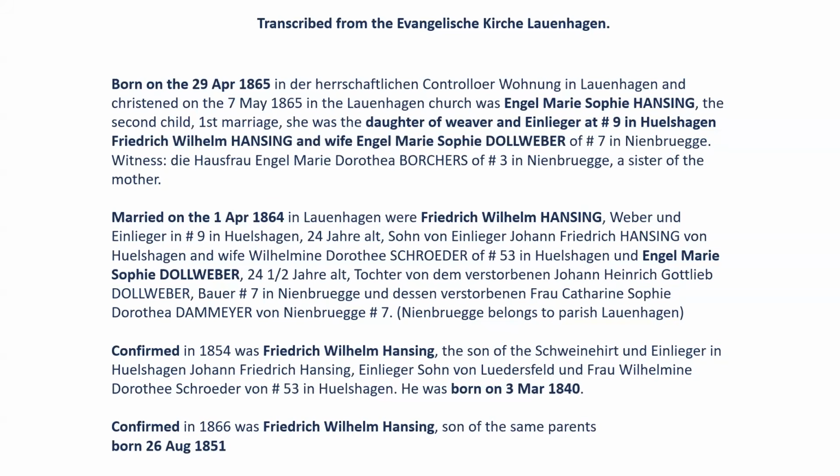And then the second one here is the marriage of Frederick to Engel Maria. And then the third is the confirmation record for Frederick Wilhelm Hansing. We can't find the original birth record of Frederick because there's a gap in these records. The originals are missing for the births, but we do have his confirmation record as well as his brother's confirmation record. Interestingly, his brother was given the exact same name, Friedrich Wilhelm Hansing.